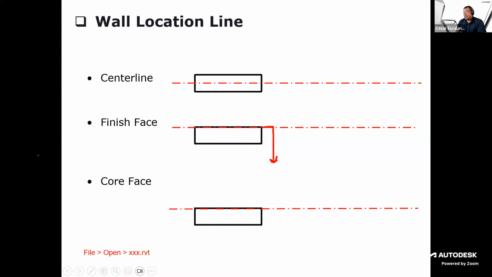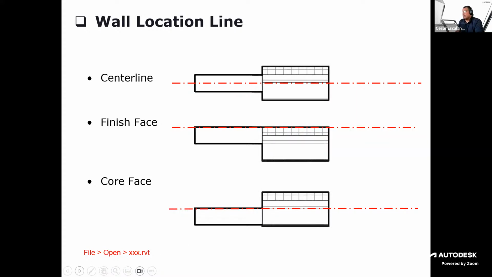And sometimes you use core face exterior or core face interior as a wall location line. So in a schematic design, you may want to use generic walls, like the ones you see on the screen. And then as the design phase progresses, you can choose different wall types, and the changes in the thickness of the wall will be driven by the location line constraint.